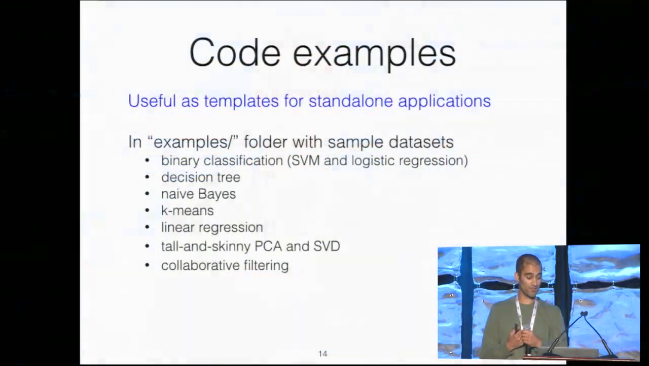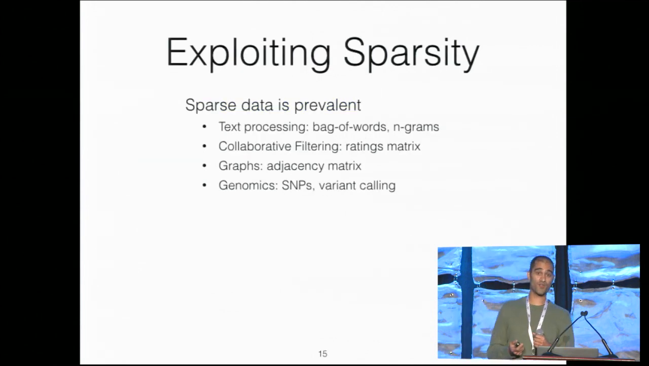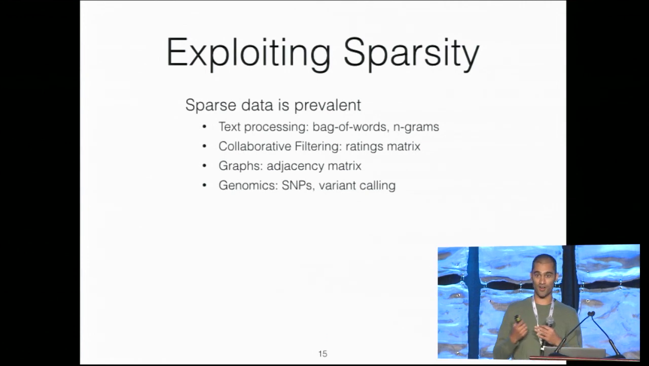All right, so we have examples not just for collaborative filtering, but also for various classification algorithms, clustering, regression, and so on. Another really important aspect of the new release of MLlib is the ability to exploit sparsity. In machine learning, sparse features are super common. I just listed here four examples of it, but you could list another 40.